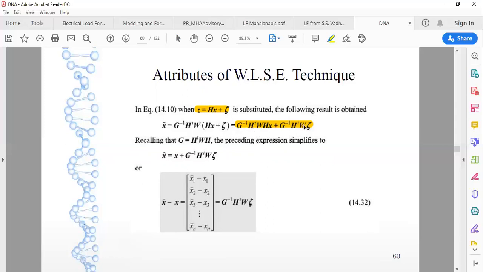W into zeta. Now we know that G is equal to H transpose W into H. So over here H transpose W into H multiplied by G inverse will be unity. So only X will be represented over here, while this term will remain as it is. We can substitute G inverse as this, and hence only X will remain. If we move this x to this side, we can easily derive the equation that the expected value of x minus x is equal to G inverse H transpose W into zeta.